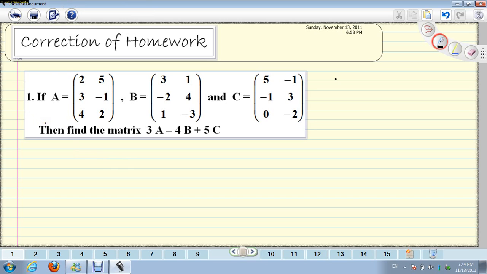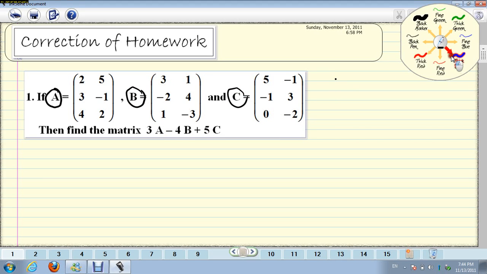This question is page 9 in your booklet. Matrix A equals, and B, C. Find 3A minus 4B plus 5C. It's a simple question. We're going to multiply 3 by matrix A and multiply 4 by matrix B and multiply 5 by matrix C and do the operation minus and plus here.